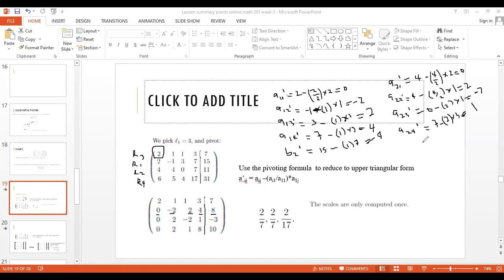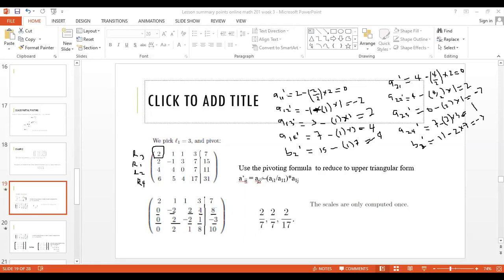Then finally we have B2 new. B2 new is what? It's 11 minus 2 times 7. So that's 11 minus 14, which will give us negative 3. So that gives us the results we have here: 2, 2, negative 2, 1, and negative 3.